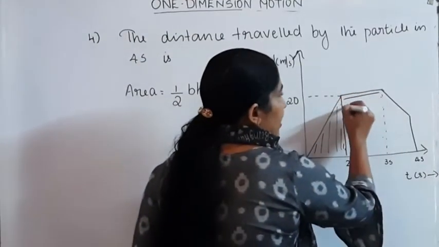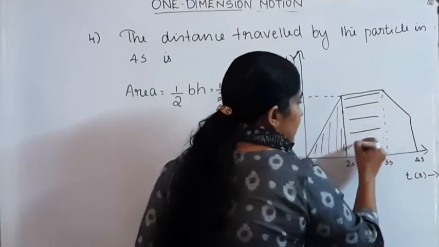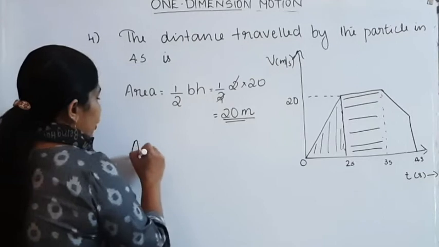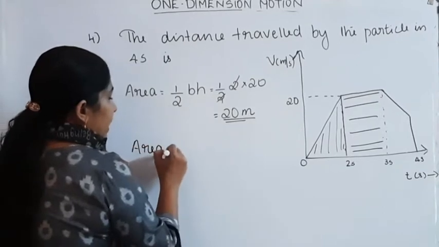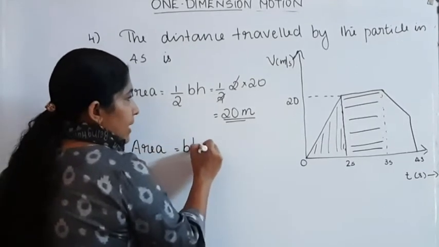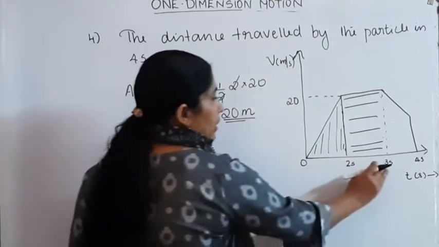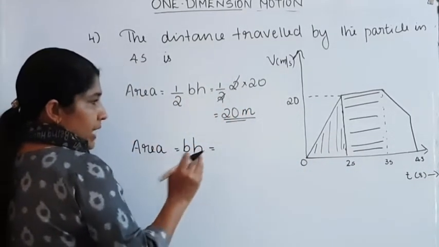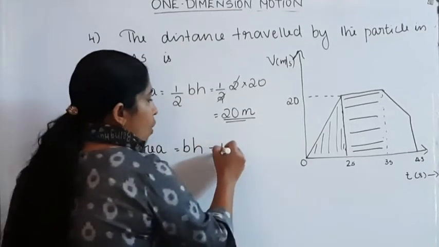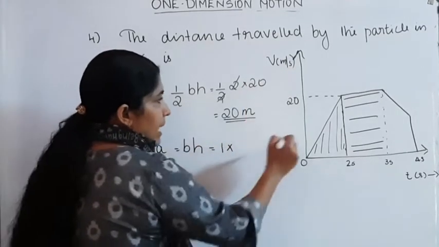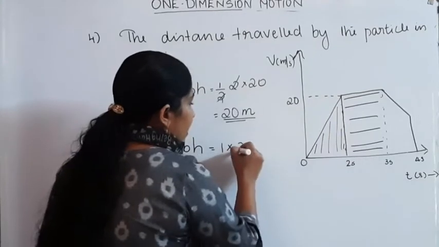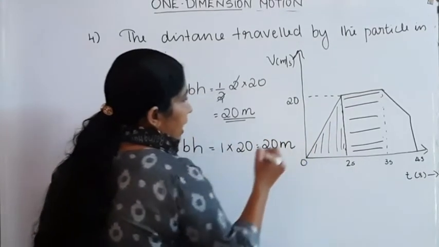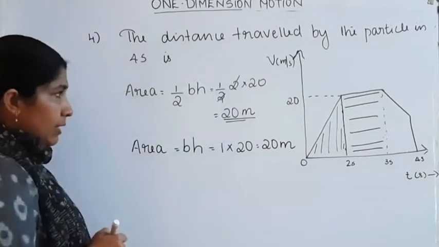Here this portion represents a rectangle. Then what about the area of the rectangle? Area is equal to B into H. From 2 seconds to 3 seconds, base is equal to change in time, which is 1 second, into height, which is equal to 20. That's equal to 20 meter.